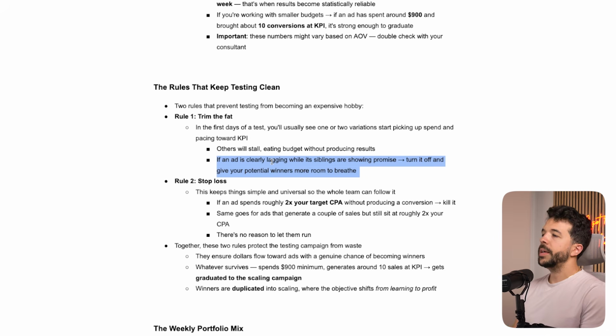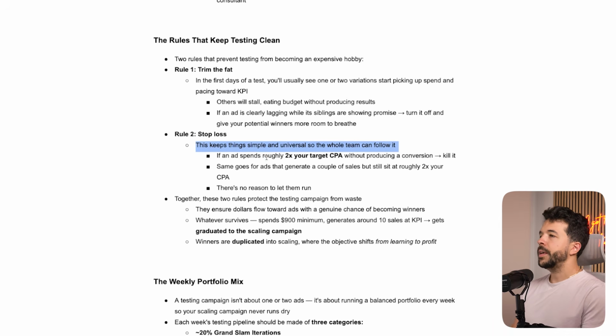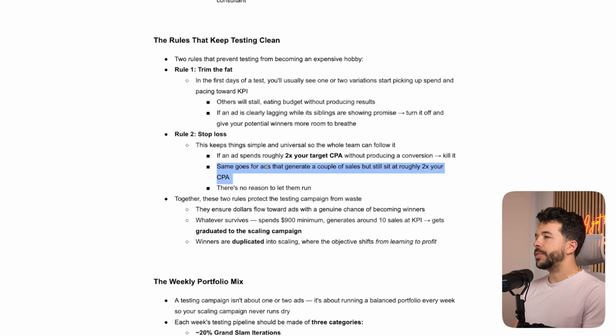The second one is the stop loss, and this keeps things simple and universal so the whole team can follow it. If an ad spends roughly 2 times the target CPA without producing a conversion, you kill it. Same goes for ads that generate a couple of sales but still sit at roughly 2x your CPA. There's no reason to let them run, so you want to kill it. Together, these two rules protect the testing campaign from waste. They ensure dollars flow toward ads with a genuine chance of becoming winners.